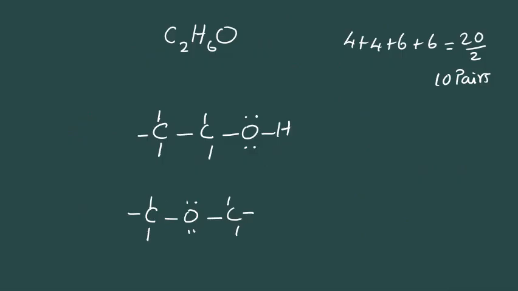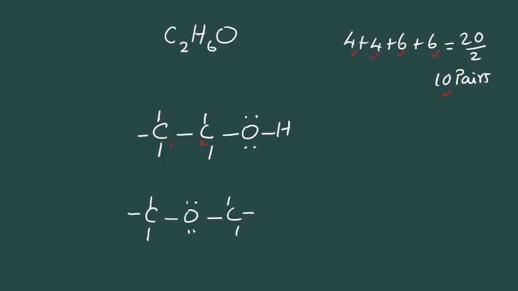So let's try one more and then we can go ahead. This example is C2H6O. So you can see here 4 plus 4 valence electrons for carbon, 6 for hydrogen, and 6 valence electrons for oxygen. So total 20 electrons. So we can count 10 pairs. And now in this case also, we have carbon 1, carbon 2, 1 oxygen, and 1 hydrogen.